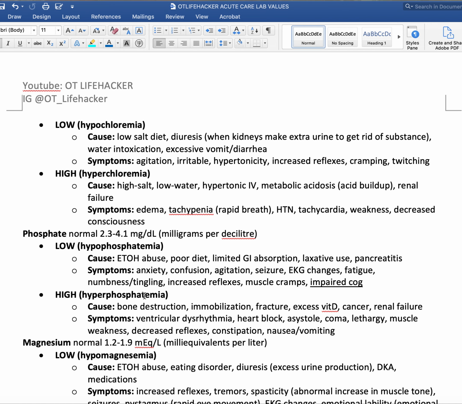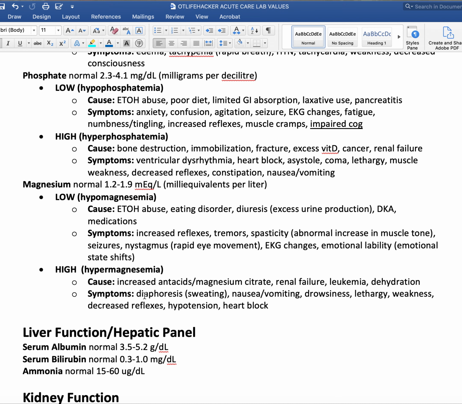Phosphate. Normal is 2.3 to 4.1. Low. The causes can be alcohol abuse, poor diet, limited GI absorption, laxative use, pancreatitis. Symptoms can be anxiety, confusion, agitation, seizure, EKG changes, so again, check the heart rate, fatigue, numbness, tingling, increased reflexes, muscle cramps, impaired cognition. High can be caused by bone destruction, immobilization, fractures, excessive vitamin D, cancer, renal failure.